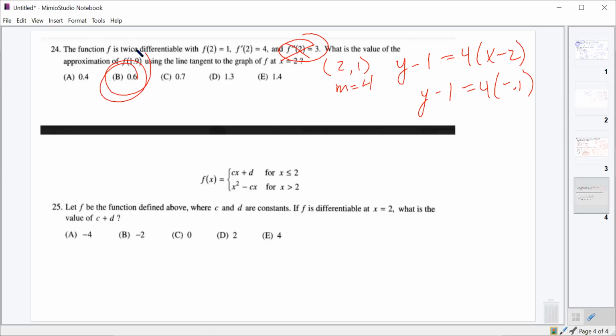Would this also work with linearization? As in writing out the formula like f of a plus f prime of a times x minus a? Yep. That's the exact same thing. Because your a value is just 2, so you're looking at f of 2, which is your 1, and then f prime of a, which is your 4, and then times your negative 0.1 when you subtract them. Yep, exactly the same.